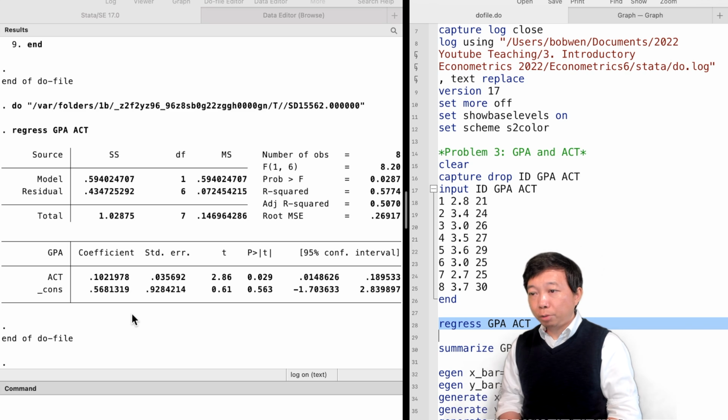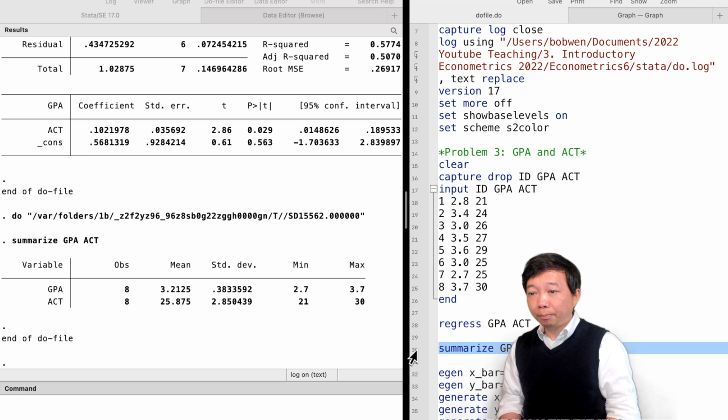The simple linear regression of GPA on ACT assumes that ACT has a ceteris paribus effect on GPA under the zero conditional mean assumption. The direction of the causal relationship is assumed to be from ACT to GPA. The intercept does not have a meaningful interpretation here because it is the estimated GPA when ACT is 0. But the range of ACT is from 21 to 30, with a sample mean of 26. The slope estimate implies that if the ACT score increases by 1 point, the GPA increases by 0.102. It suggests that the GPA is 0.51 higher if the ACT score increases by 5 points.